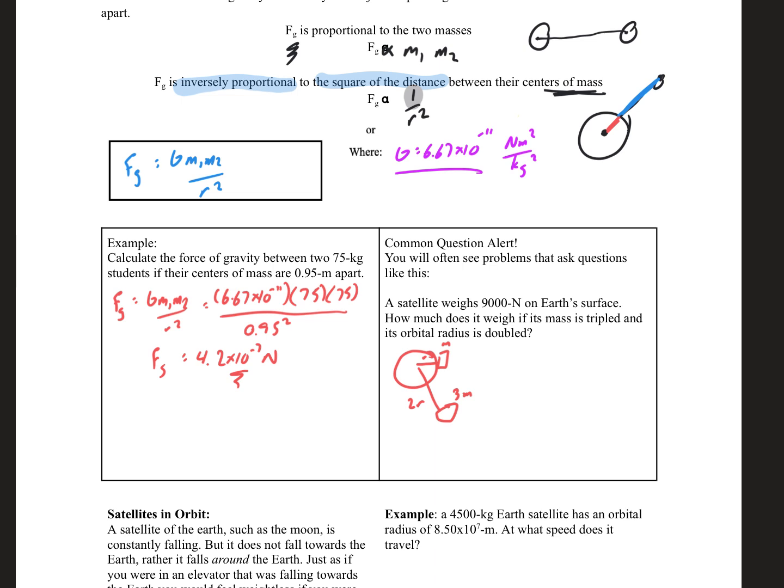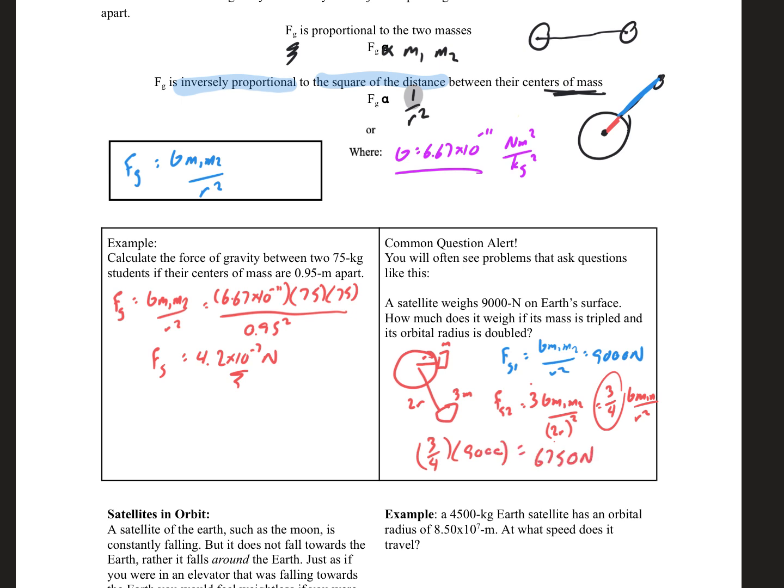We envision that the first force of gravity, Fg1, is big G m1 m2 over r squared, and we know that it was 9,000 newtons. The other thing told us that we have G m1 m2 over this double r. We're doubling the radius, so we have to square that. And remember, we're tripling one of the masses. So essentially we have this 3 over 4, times big G m1 m2 over r squared. So we see that 3/4 there, and all we do is multiply it by the 9,000 to get what the object would weigh if we double and triple those things.